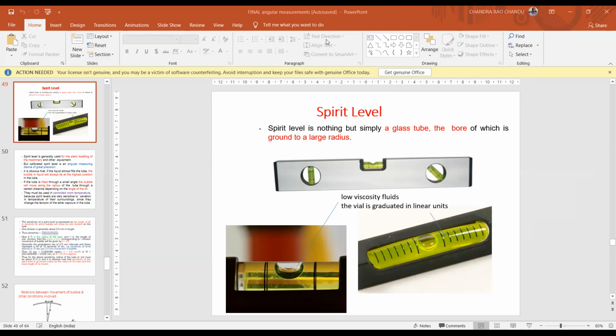Only 17 members, 16 members are there. Have to wait for a few minutes to start the session. We will start the session sharply by 9:10. Okay.